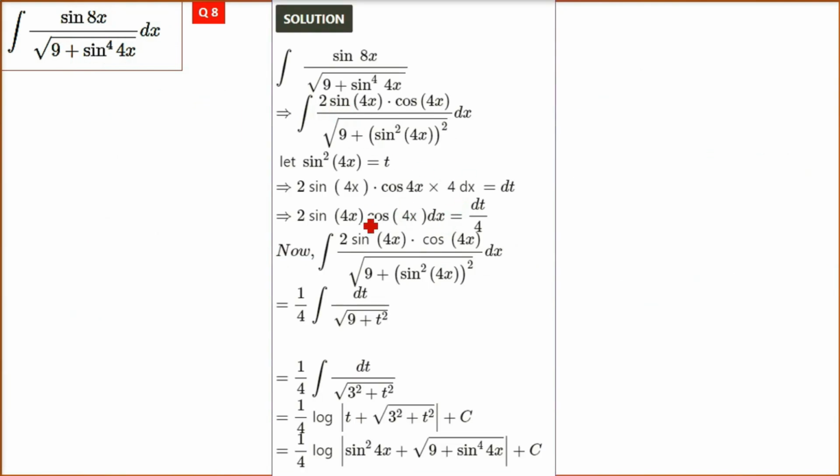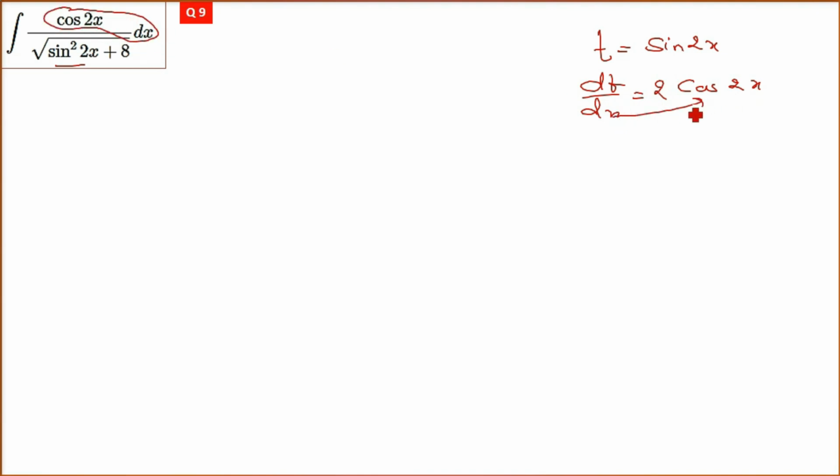Okay. I hope you follow what I instructed, and the same thing will be applied here. Now you need cos 2x here, and that you can get easily from sin 2x. So if you put t as sin 2x, dt by dx will be what? It will be cos 2x first of all, then the derivative of 2x will give 2. So if you want cos 2x dx, it will be dt by 2.